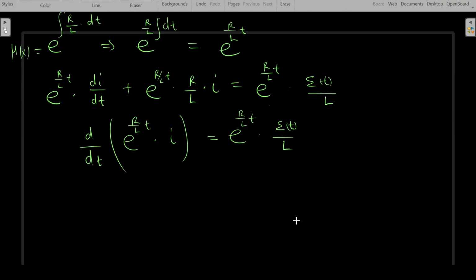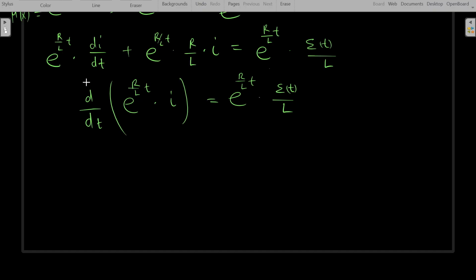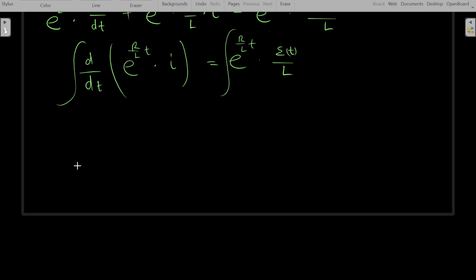So let's perform this. How will we perform this? Take the integral of both sides. We should get e raised to R all over L t multiplied by I should give me the integral of this, but these are constants, remember. So it's just E to the t divided by L. Now take the integral with respect to t of e raised to R all over L t. Remember it's dt.